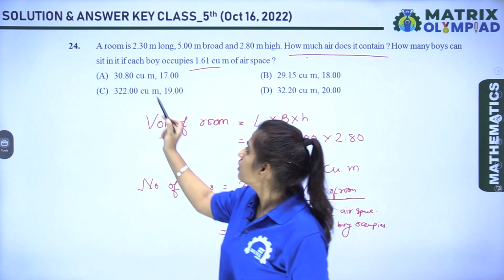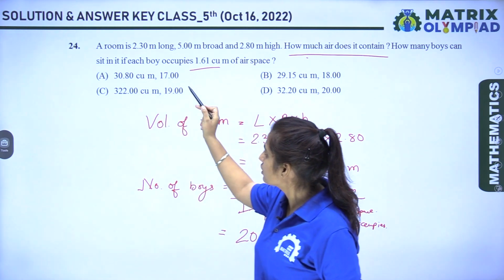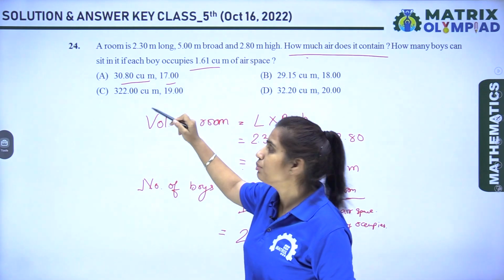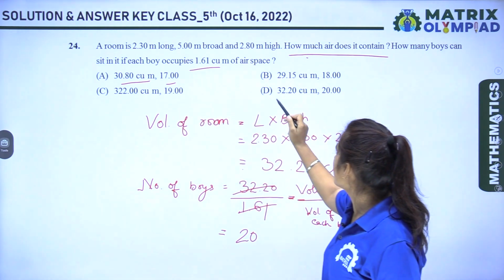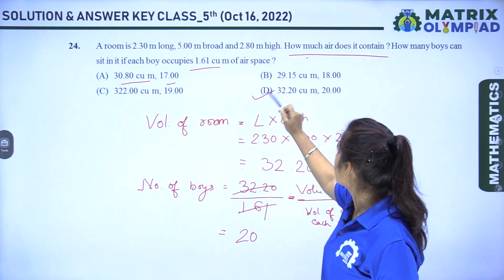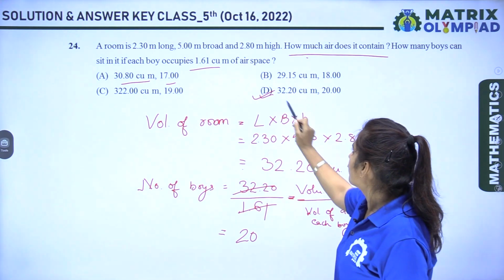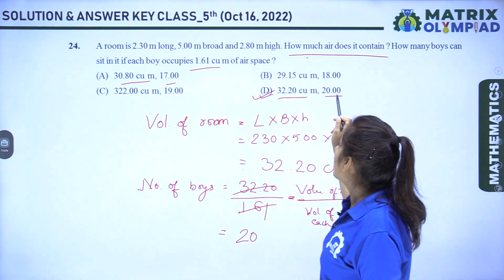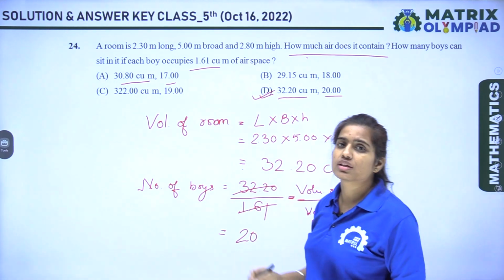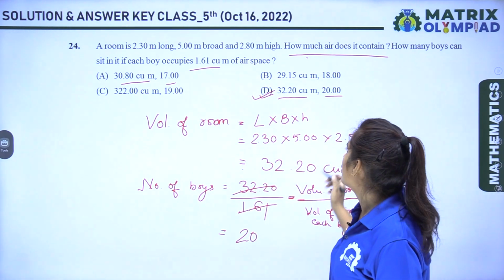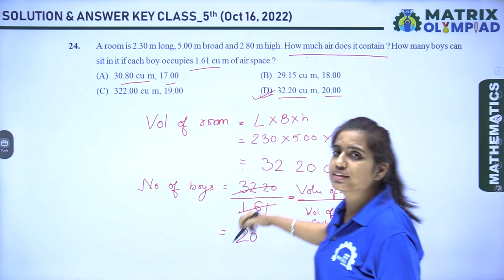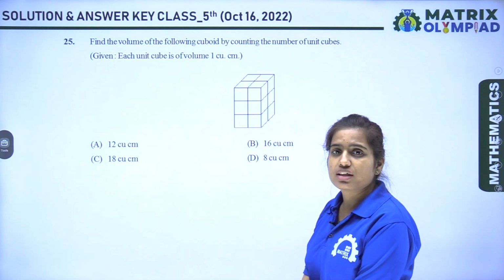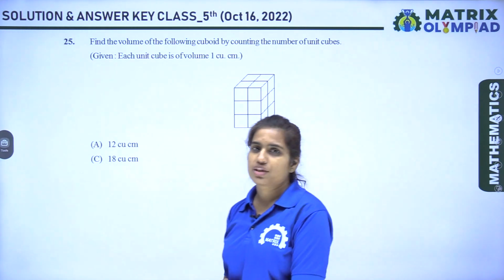Now, let's check option A. The first is the volume and the second is the number of boys. Here we have option D, which gives us the volume, that is 32.20 cubic meter, and the number of boys that can sit in that room. So here option D is the correct one. Now, let's check the next question, that is 25.